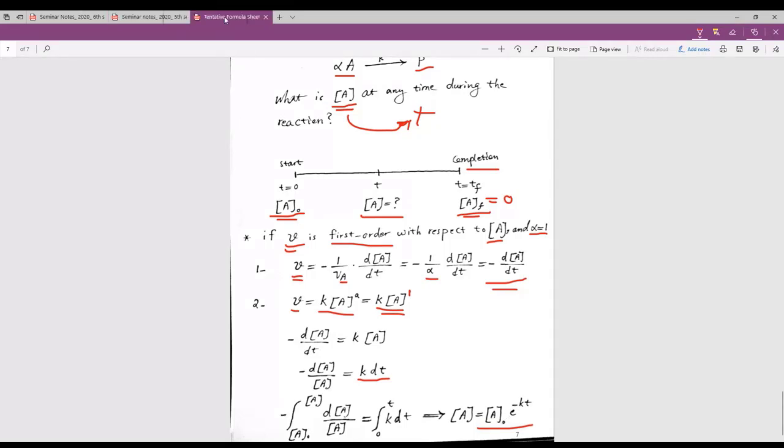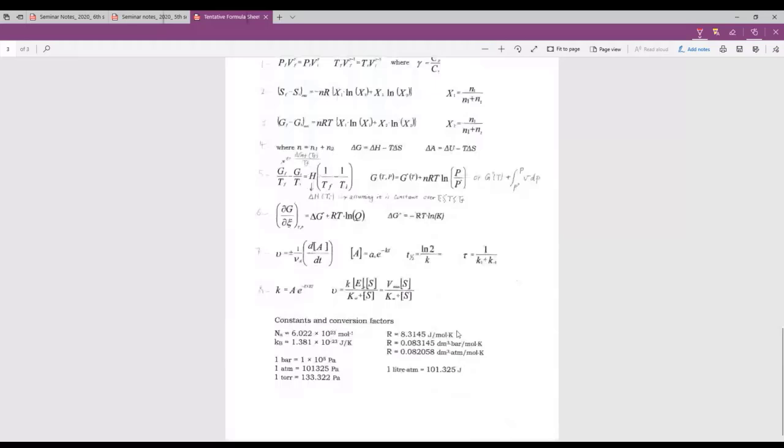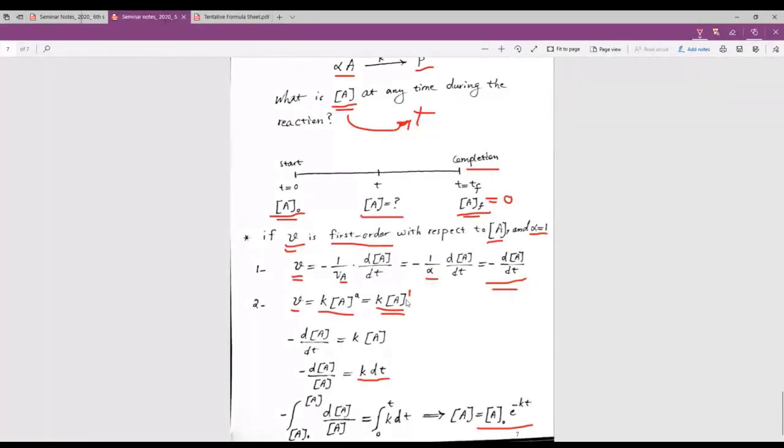If you go to the formula sheet, that's the exact same equation. Page 3, that's the equation. This is the equation for the first order reaction. This A naught here is the initial concentration of A, times exponential raised to the power of negative kt. So that's the equation for the concentration of A in terms of time for a first order reaction, and we've derived it here using the method of integration.